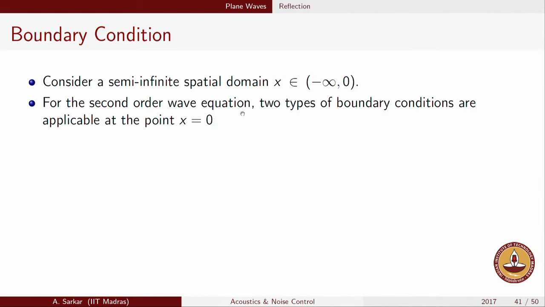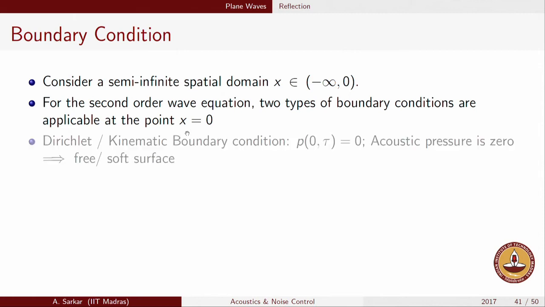For the second order wave equation, we will have 2 types of boundary conditions applicable at the point x equals to 0. Because the point x equals to 0 is a boundary, there will have to be a boundary condition, and there can be 2 types. One is the Dirichlet or the kinematic boundary condition, where you specify the pressure value to be equal to 0. This happens, for example, in case of a free surface.